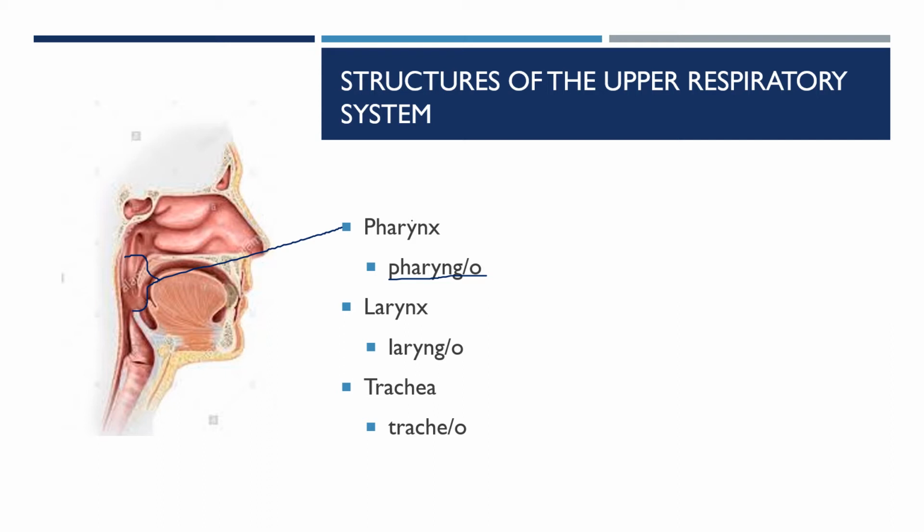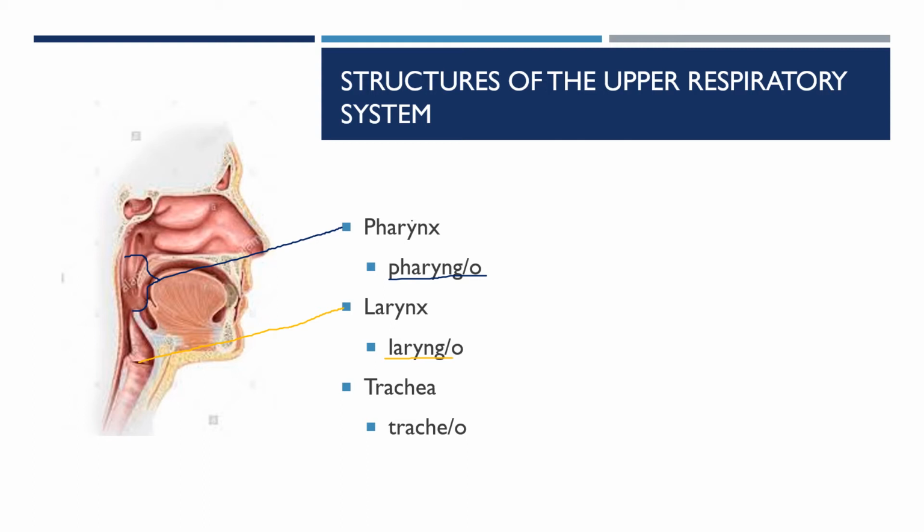The second structure we're going to talk about is the larynx. And again, L-A-R-Y-N-X, larynx. And your larynx is, in other words, your voice box. This is where the sound comes from by those cords opening and closing and making vibrations. Laryngo is the term for larynx, which means your voice box.